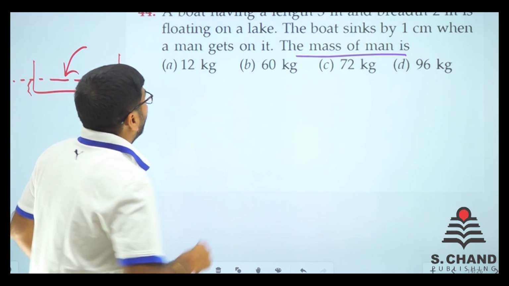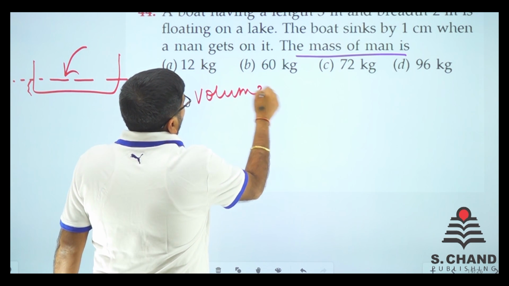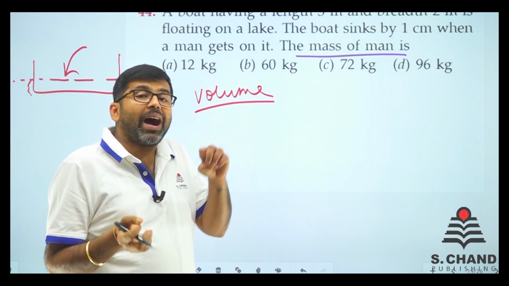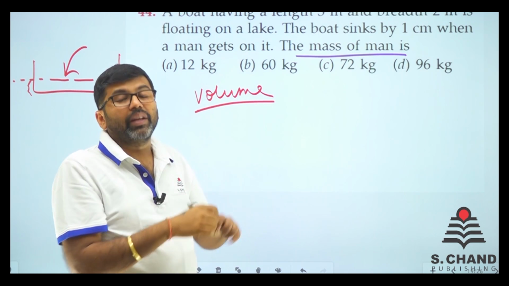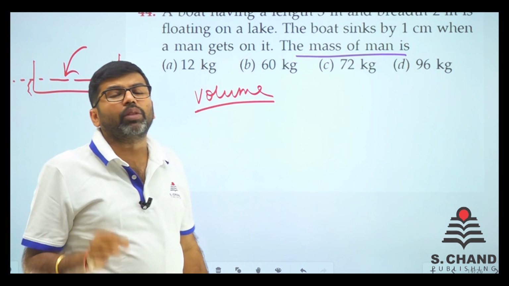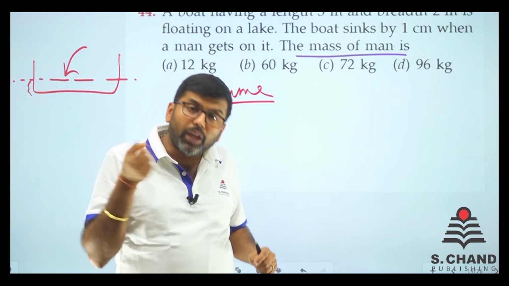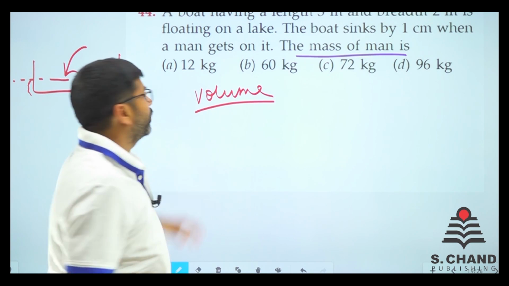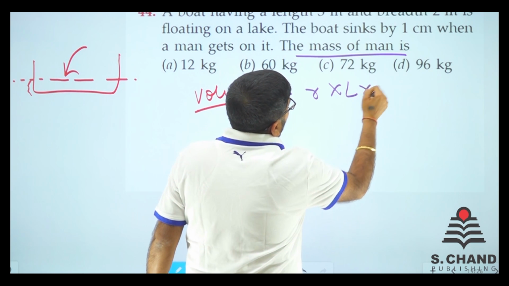See one thing. First, we find out the volume when the person gets inside the boat. When that man sits inside it and the boat goes into the water, there is a formula, a very basic principle, that the water displaced will be equal to the mass of the person, right? Now volume is equal to R into L into H.